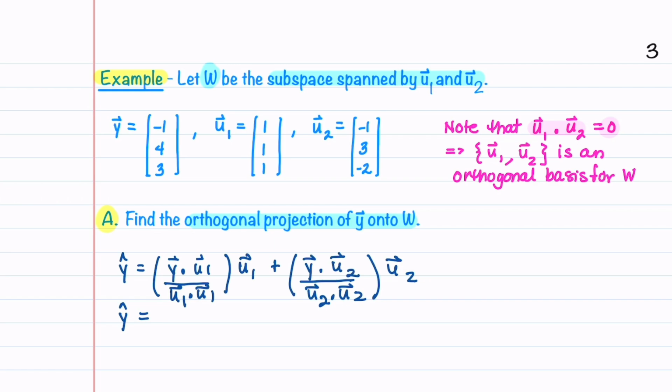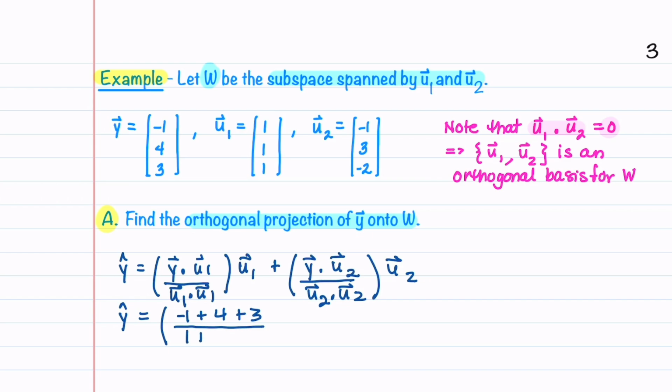So y hat is y dotted with u1. That's going to be -1 plus 4 plus 3. We're just multiplying the corresponding components. And then u1 dotted with u1, we have to square each component of u1.